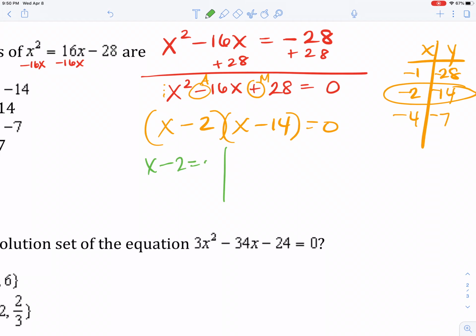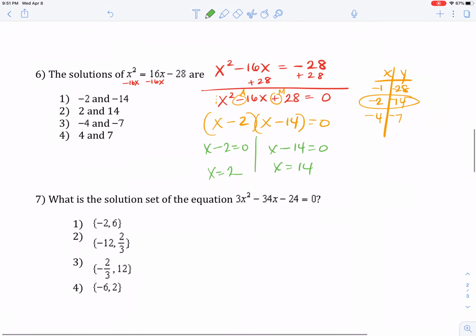Set each factor equal to 0, giving you the solutions 2 and 14.